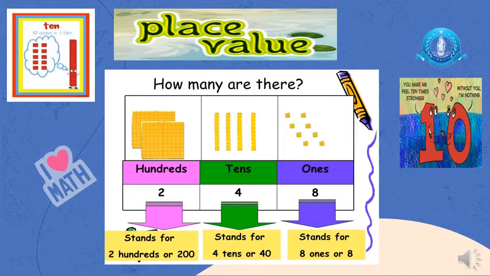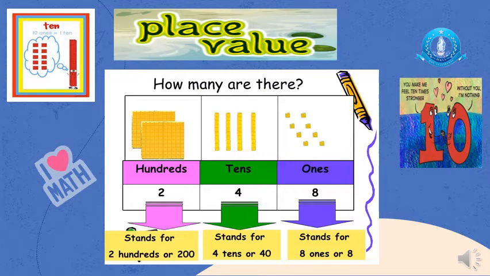When we join 10 cubes, 1 ten will come. So how many tens are here? 1, 2, 3, 4. How many tens? 4. 4 stands for 4 tens or 40. Why 40? Because 4 tens. And in 10 how many zeros are coming? 1. That's why it's 40.